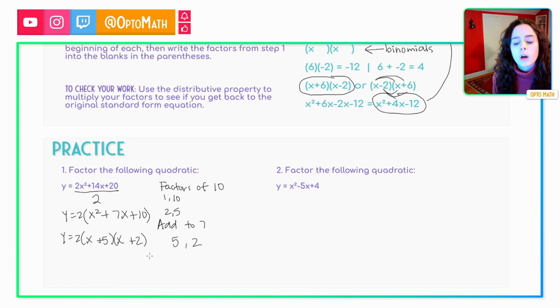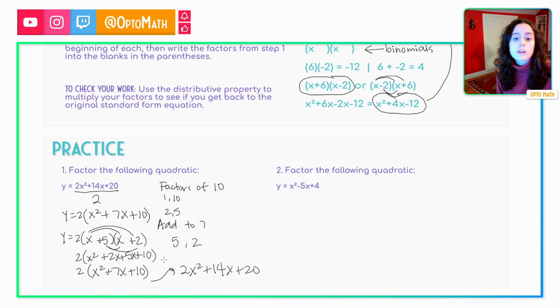Now let's check our work. X times x is x squared. X times 2 is 2x. 5 times x is 5x. And then 5 times 2 is 10. And we still have our 2 out front. So let's combine like terms, our x terms, and that should be a 5x. So 5 and 2 is 7x. And we have our plus 10 and our plus x squared, and then we have our 2. So finally, we would get 2x squared plus 14x plus 20. And notice that's what we started with.